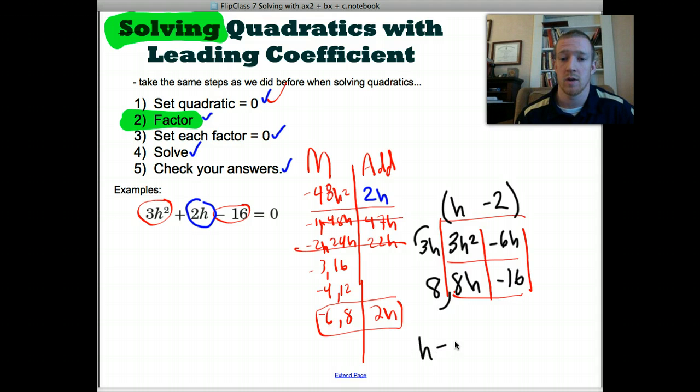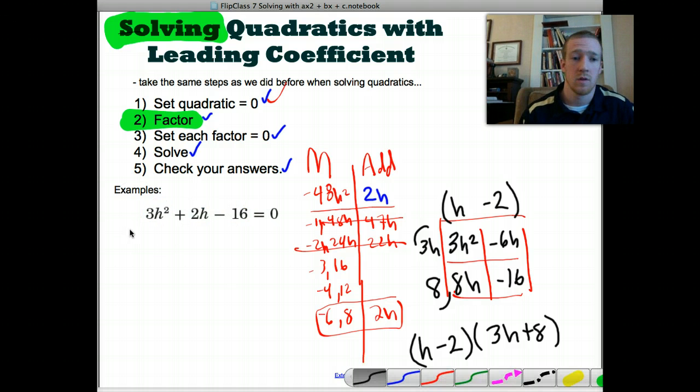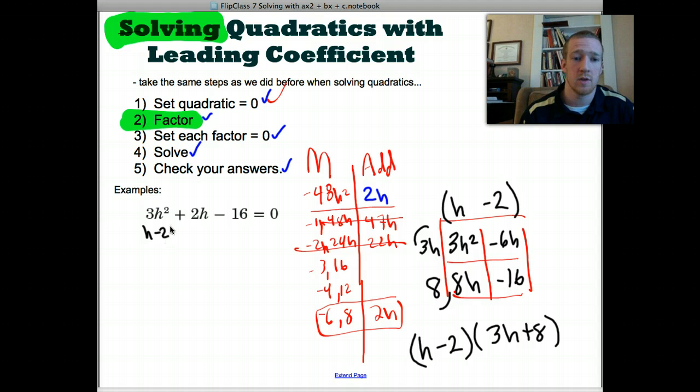So h minus 2 times 3h plus 8. Alright, so there are our factors. That's our factored form of this. So I'm just going to rewrite that over here. This is equivalent to h minus 2 times 3h plus 8 equals 0. So all I did was rewrite the form of this, since we just factored it. Now we're going to set each factor equal to 0.